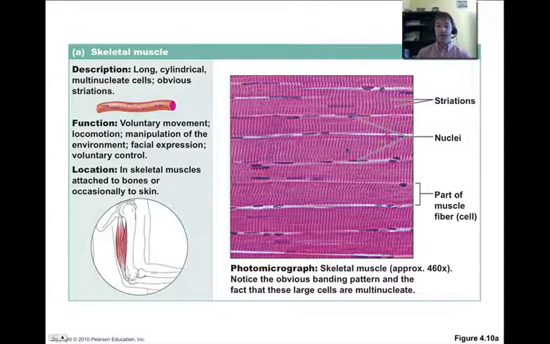Skeletal muscle functions in voluntary movement you can control consciously. Locomotion, manipulation of our environment, facial expression. And they're under voluntary control. We can determine when we move these muscles. And skeletal muscle is found in your muscles, and it's usually attached to your bones and sometimes to the skin.